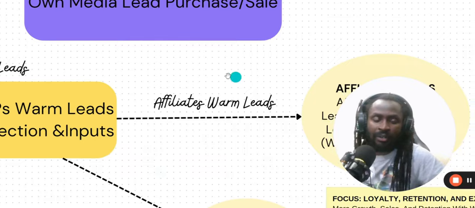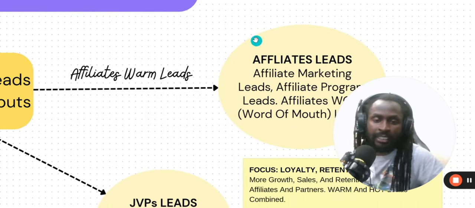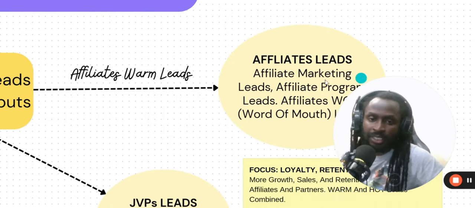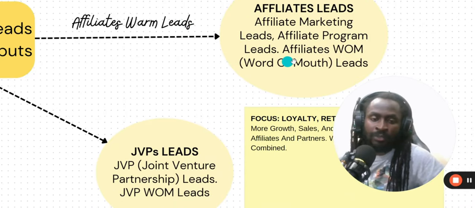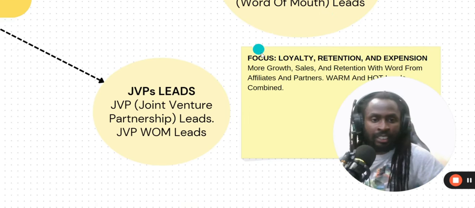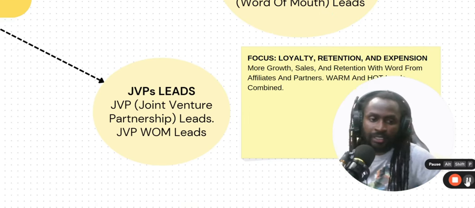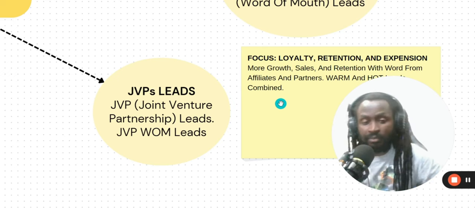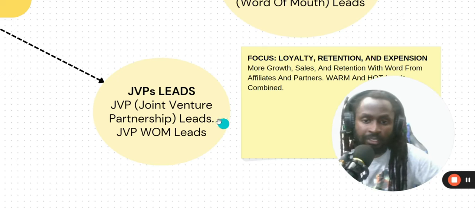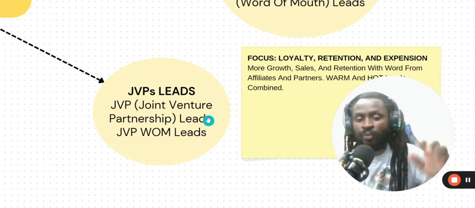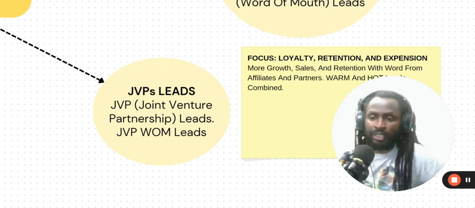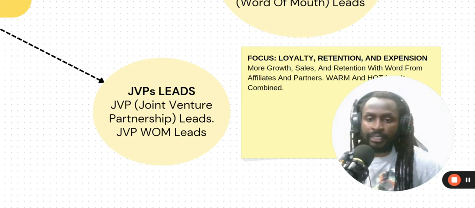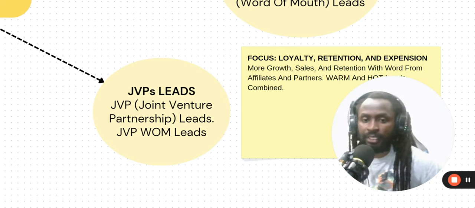Then another part is the affiliate leads: partnership, affiliate marketing, affiliate program leads, affiliate word of mouth leads. And here again, focus on loyalty, retention and expansion, everything. These ones are going to be warm or hot depending on how they got collected, but a lot of it is going to be pretty much hot or super hot.